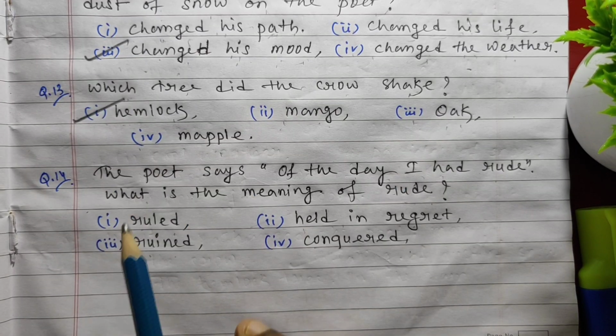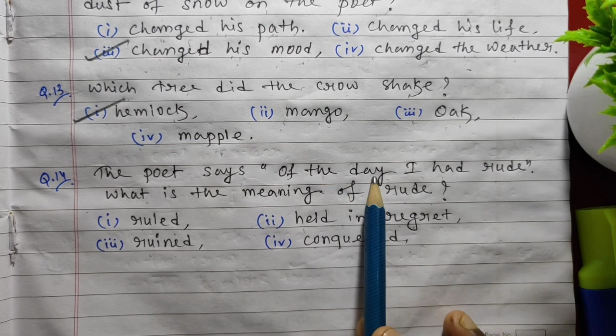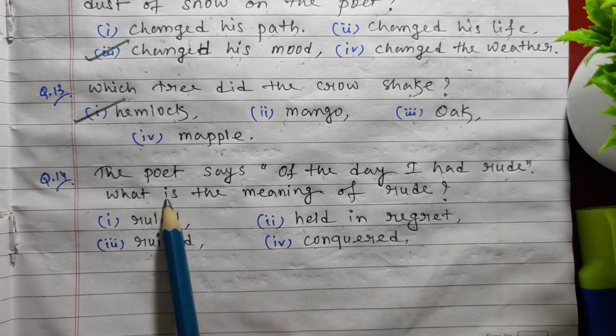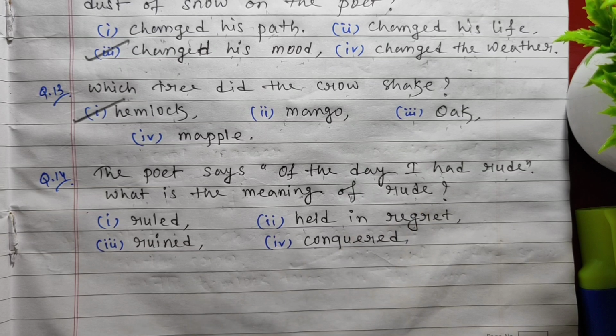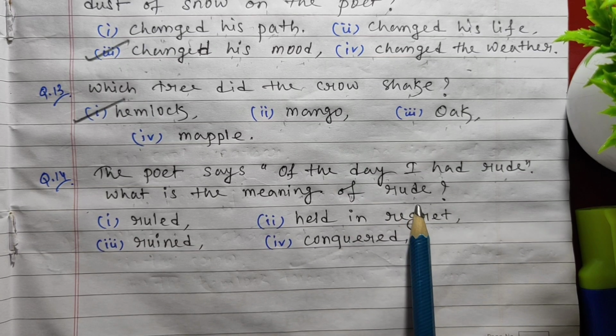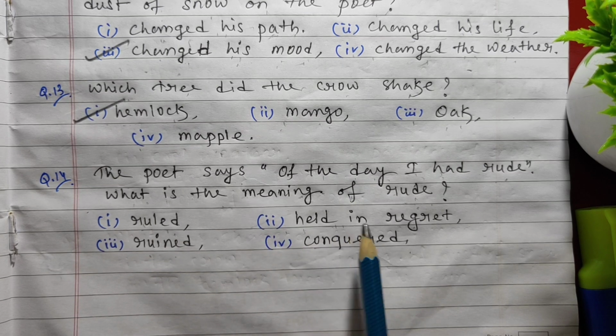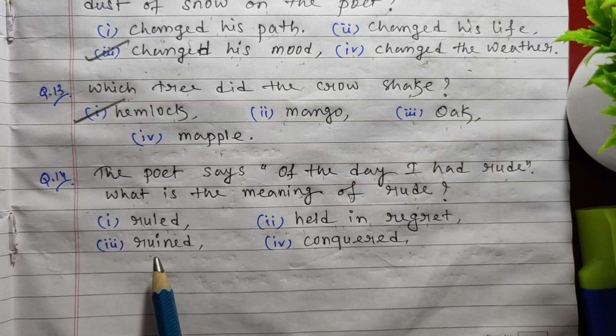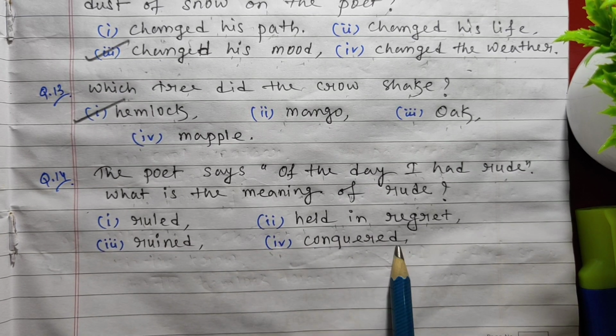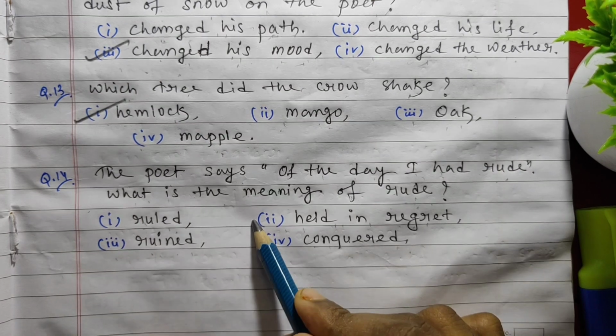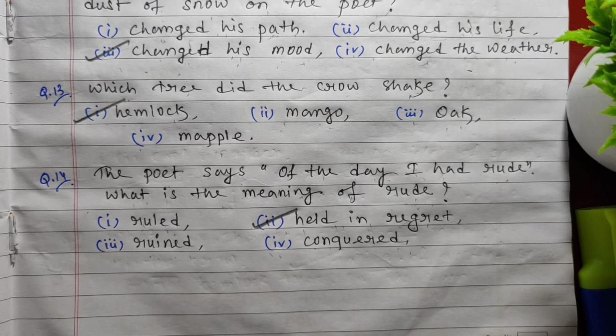Number 14. The poet says, of the day I had rued. What is the meaning of rued? Now you have to say what is the meaning of the word rued. And options are number 1 ruled, number 2 held in regret, number 3 ruined, number 4 conquered. And the correct option is number 2 held in regret.